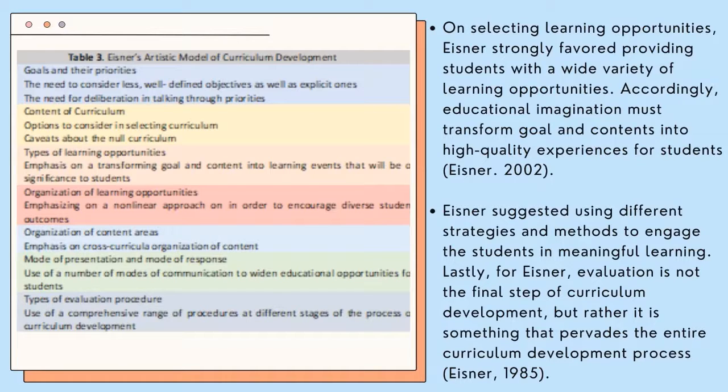Sixth, mode of presentation and mode of response. Use of a number of modes of communication to widen educational opportunities for students. So Eisner suggested using different strategies and methods to engage the students in meaningful learning. Sometimes learners are good listeners, but they often forget. In that case, we can try communicating with the use of visual aids para sa mga visual learners. We can use pictures, written posters, and practical demonstrations to improve communication. And we should also use them as much as possible kung ang ating tinuturoan ay visual learners.